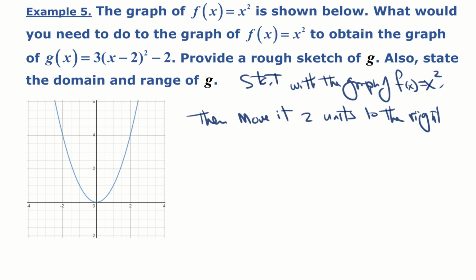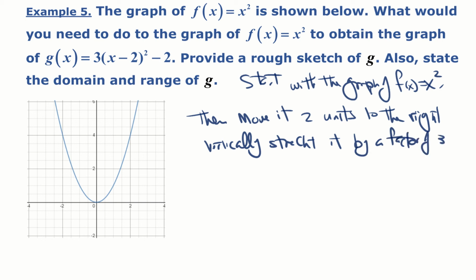and then notice that there's a 3 that's being multiplied by it, and that's going to correspond to a vertical stretch by a factor of 3. So move it 2 units to the right, vertically stretch it by a factor of 3. And finally, we're just going to move it down. That's going to be a downward vertical shift. So, and then finally, move it down 2 units.